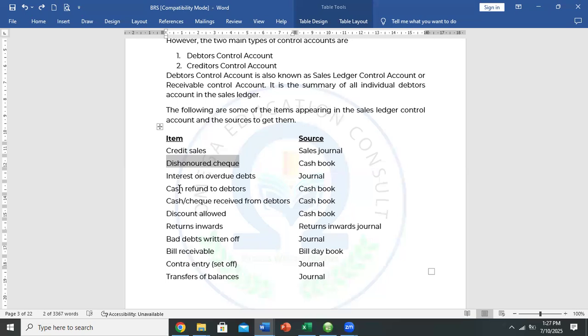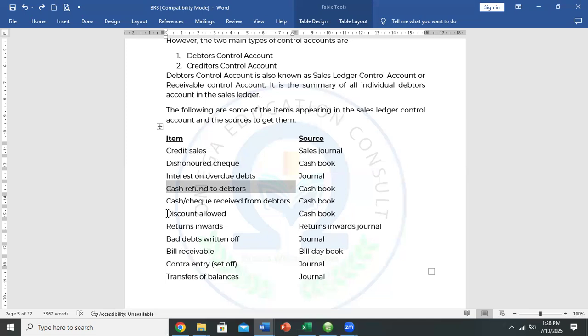The next one is cash or check received from debtors. So your debtors, of course, can pay you some money to reduce their balance. Then discount allowed. I want to believe we are all familiar with this item. When we reduce how much debtors owe us because we want them to pay promptly, discount allowed is a cash discount given to allow our debtors to pay their outstanding balances.